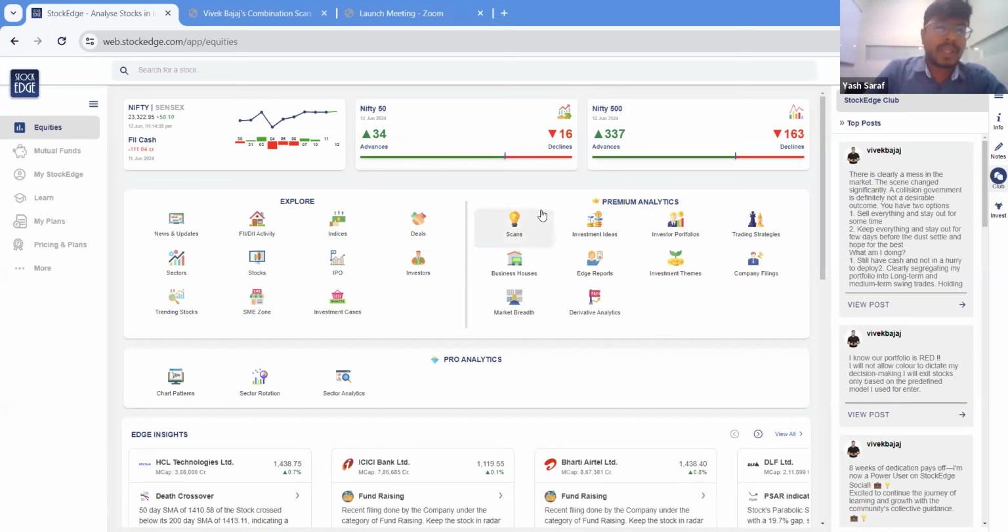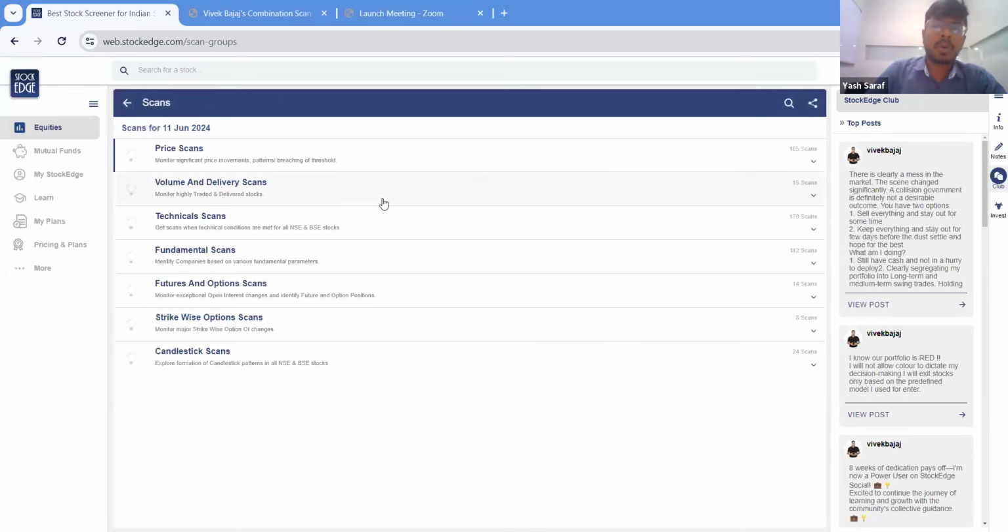So without wasting any more time, let's proceed with the StockEdge scan section. So in StockEdge, let me tell you all that StockEdge is an ed-tech application, an ed-tech platform, as you all must be knowing. And StockEdge was the first one in the Indian equity market to launch the concept of scans.